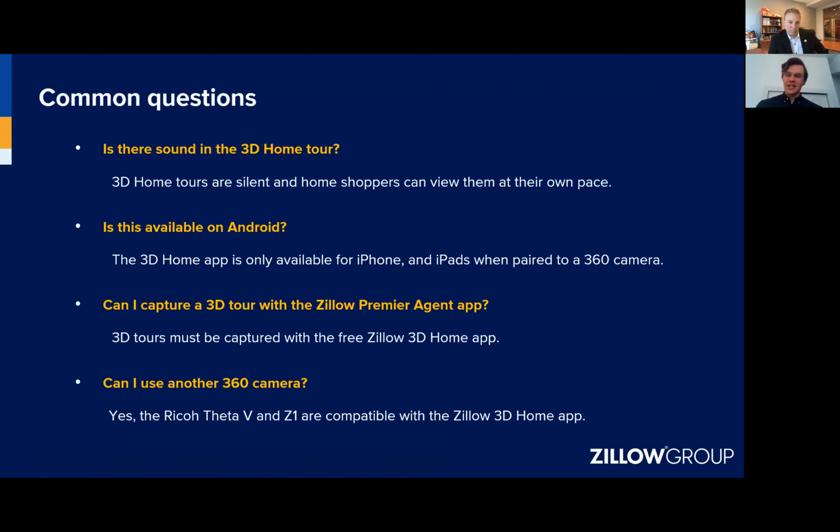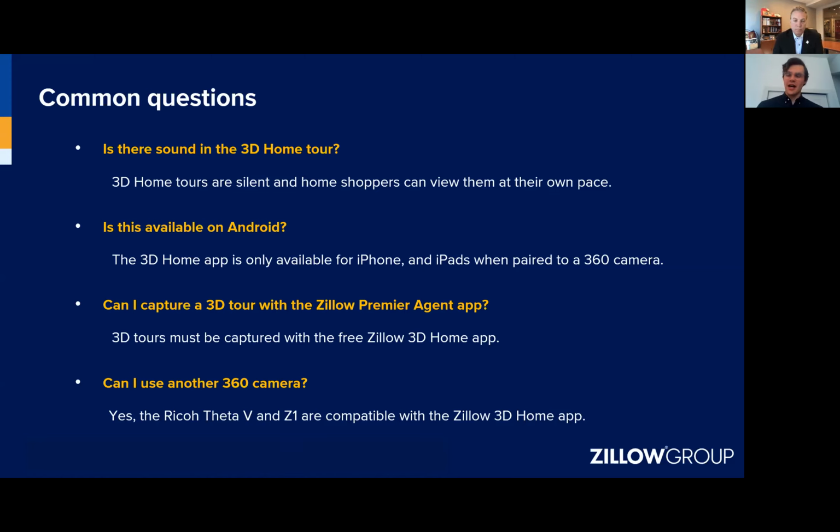Is it available on Android? Like I mentioned earlier, I love you Android users, but at least at the moment, we had to pick between one platform or another. And so the goal, of course, is that eventually the other half of the family can join the table here. But at the moment, try to find a way to get your hands on either an iPhone or an iPad as quickly as possible. Can I capture the 3D tour with the Zillow Premier Agent app? The answer is no. The 3D app is completely separate. So you'll want to download that separately and then always open the 3D Home app to capture the 3D tour.